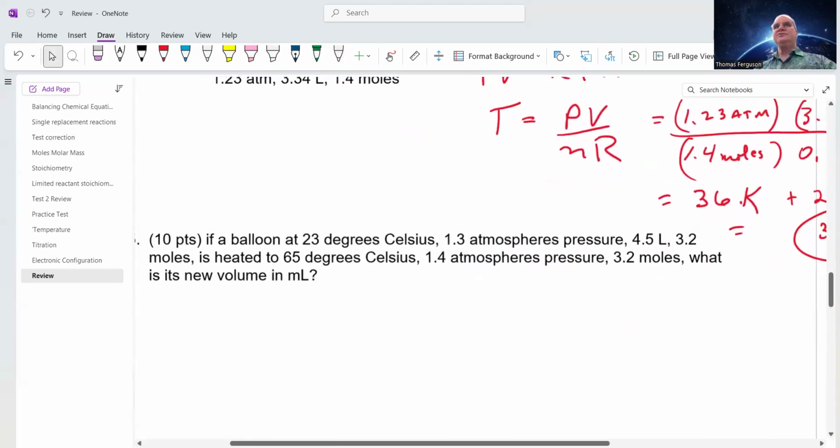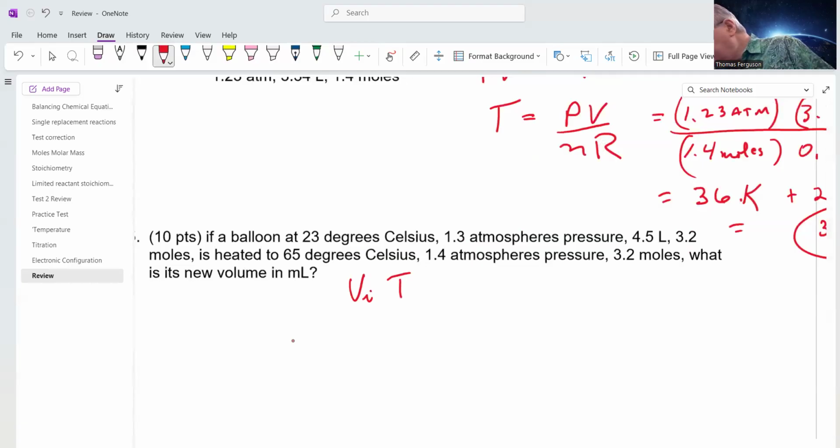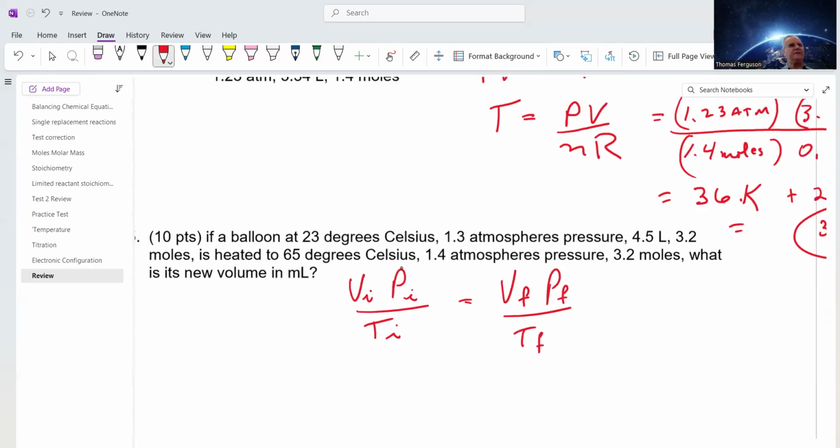This one is we have changing conditions. Changing conditions, we're going to be using the initial and final values, and that's the other formula for gases to know. Okay, so what do we know here? We want to know the final volume, and it'll be in liters, and we need to convert it to milliliters. And remember, Celsius, we need to convert to Kelvin.